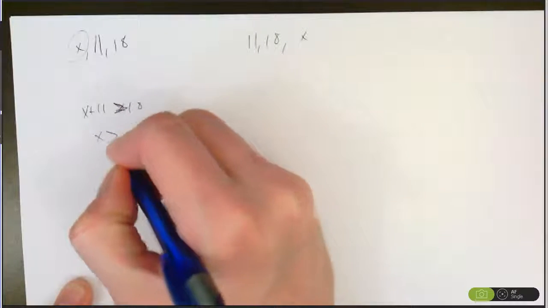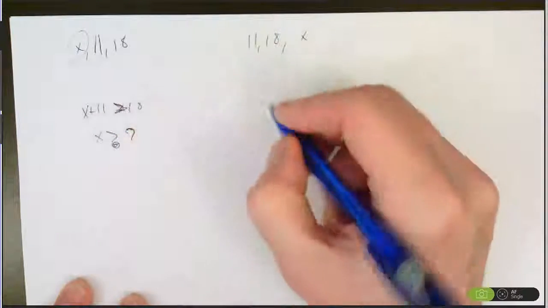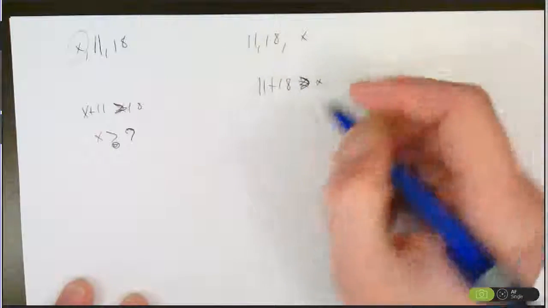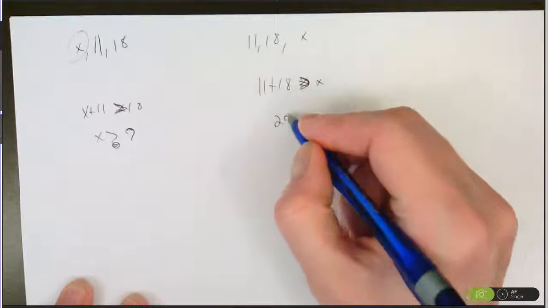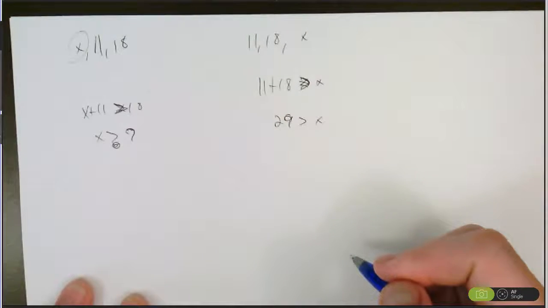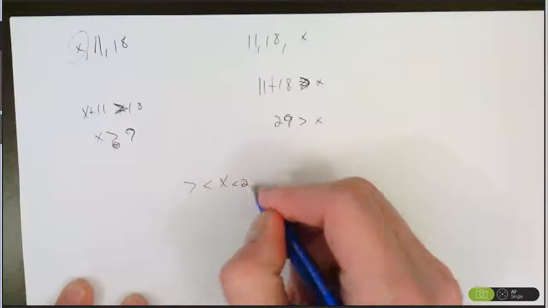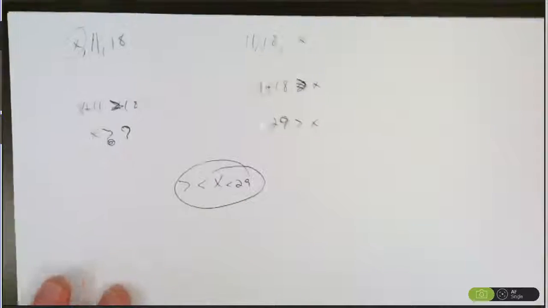So x plus 11 is greater than 18, which means x is greater than 7, or 11 plus 18 is greater than x, meaning x is less than 29. So x is between 7 and 29 for our missing side.